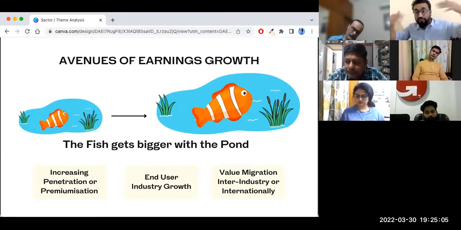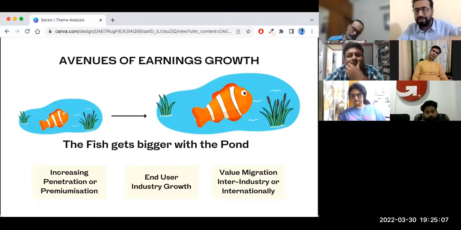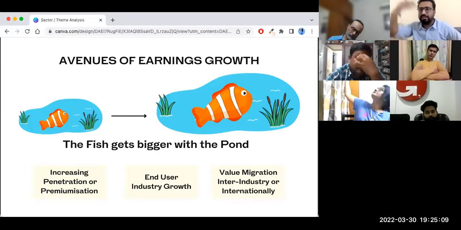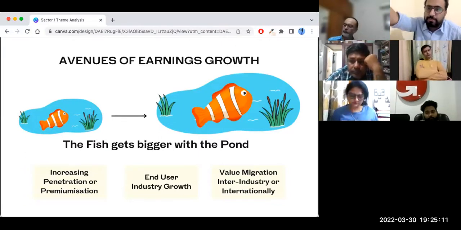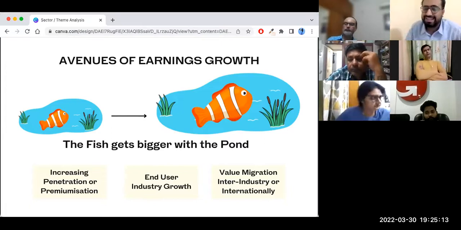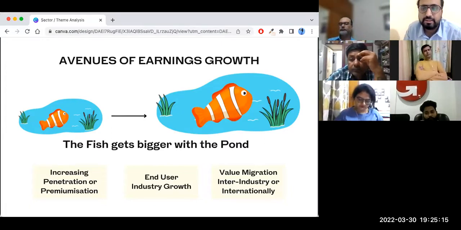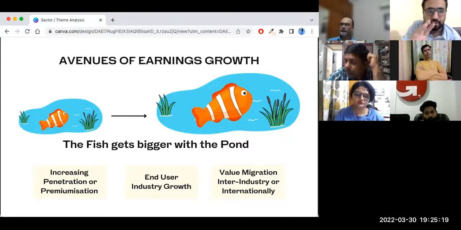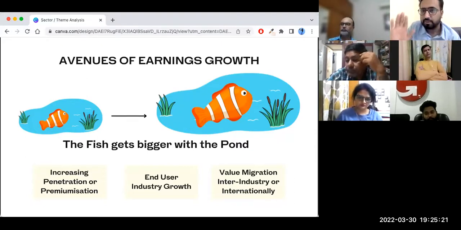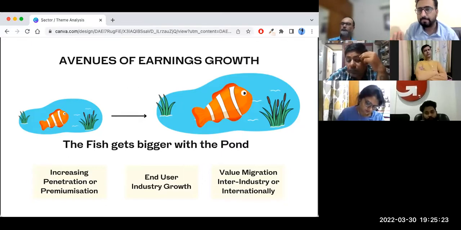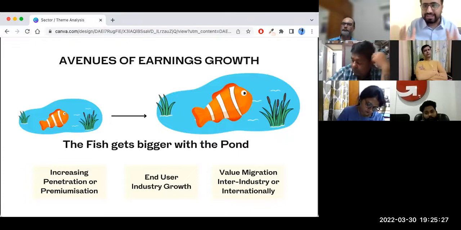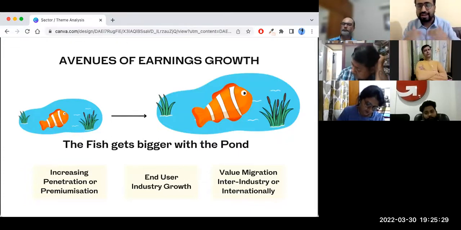And if it is growing at 25%, I'm not making a claim here, then definitely it will meet our criteria of becoming 10x in 10 years, right? Is it clear? Penetration. I've just explained penetration. I've not explained premiumization till now. Is it clear? Penetration means how many new users are getting added into the industry, into the sector every year.